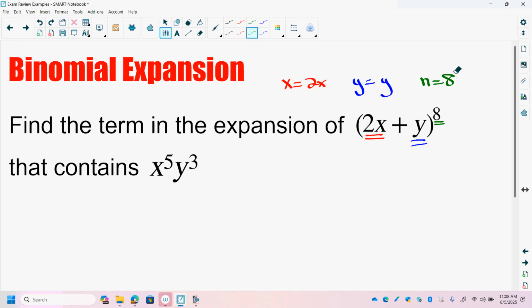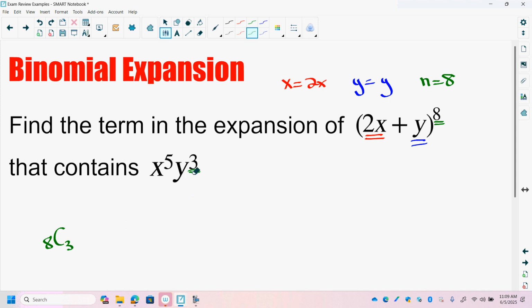Now, I don't have to figure out the full expansion. How many terms would there be in this expansion? There'd be 9 of them, because the exponent is 8. I'd be using row 8 of Pascal's triangle, or I would be using the combinations of 8. Now, I want to know what term contains the x to the fifth and y cubed. This is kind of the key, that second exponent. I know it's going to start with 8c what? 3, that's right.